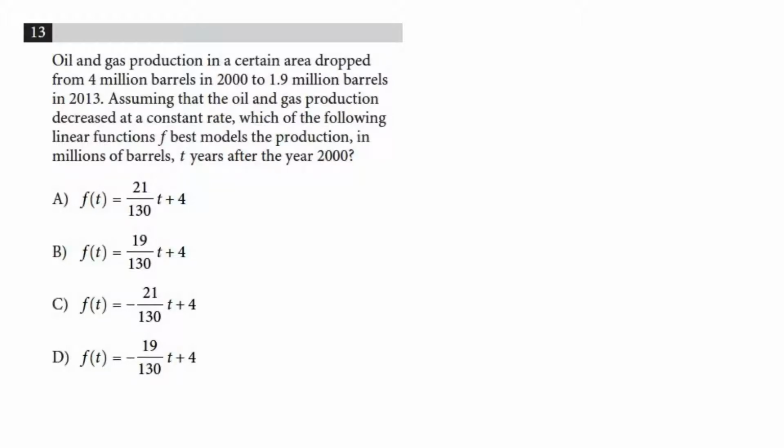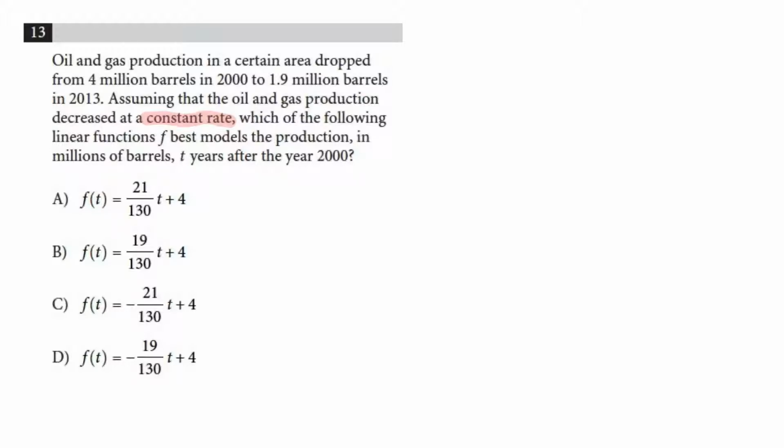13. Oil and gas production in a certain area dropped from 4 million barrels in 2000 to 1.9 million barrels in 2013. Assuming that the oil and gas production decreased at a constant rate, that's key right there, constant rate, that means we're talking about a linear relationship. Which of the following linear functions f best models the production in millions of barrels, t years after 2000?